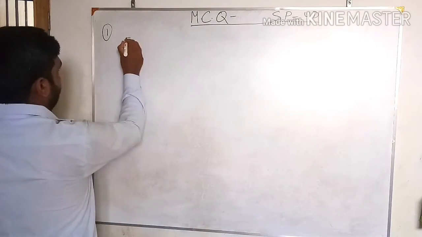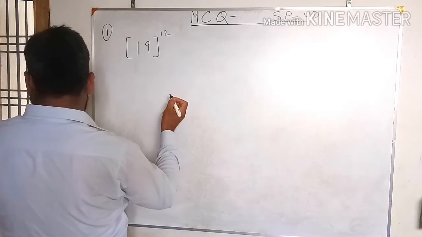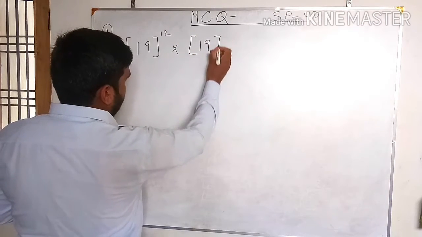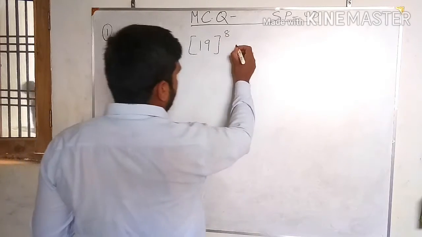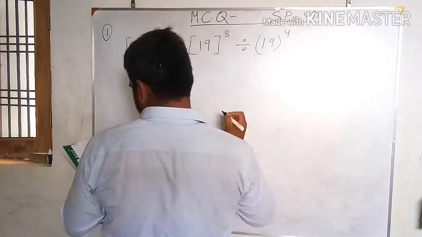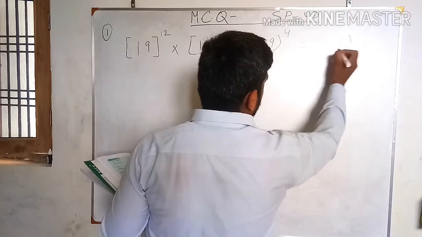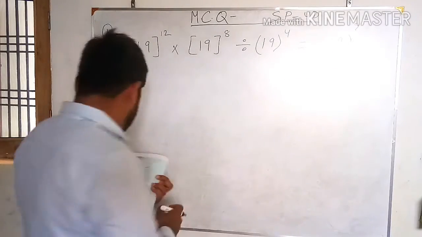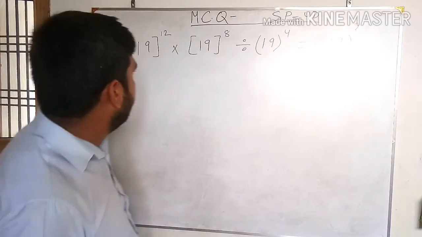19 to the power 12 multiply 19 to the power 8 divided by 19 to the power 4 equals 19 to the power what? We have to find the index of this 19. So here 4 options are given, so we have to select the correct option.